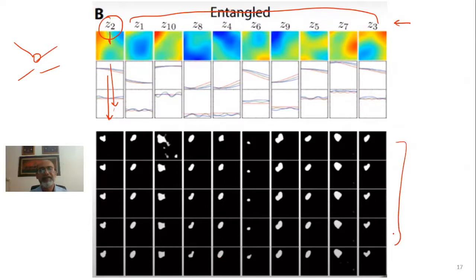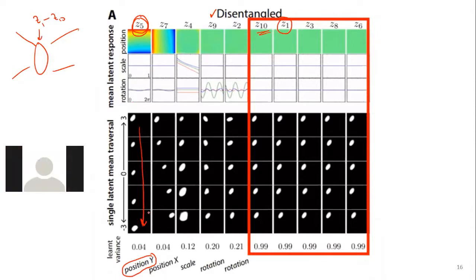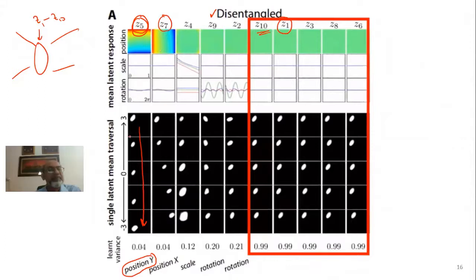But now let's take a look at the disentangled version, okay? So the previous one was the entangled, this is the disentangled. So in the disentangled, what you're seeing is that Z5, if you vary that, what is being varied over here? You can clearly see that is the Y position which is being varied. Is that clear to everybody? Okay. As you're varying Z7, there was a question?